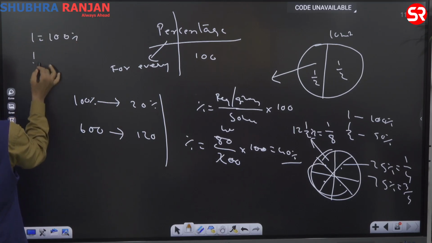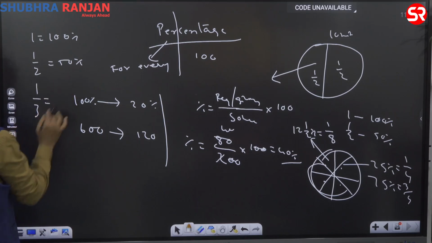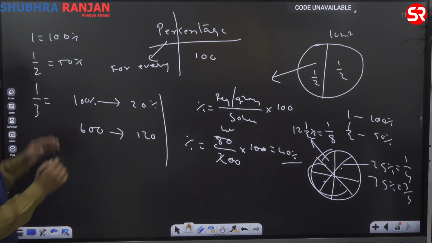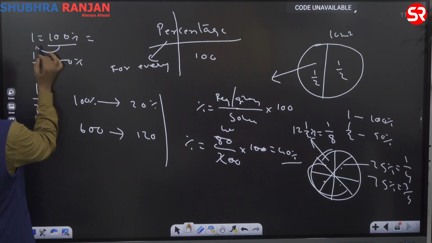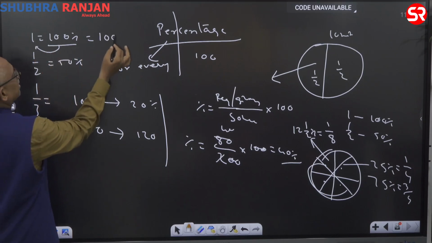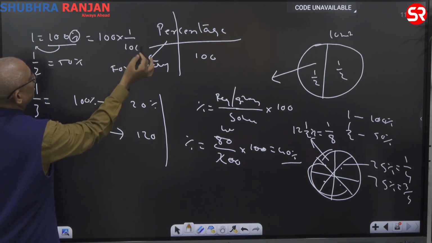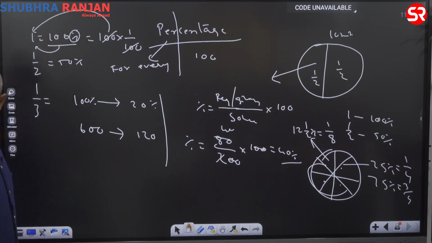1 by 2 means 50%. 1 by 3 means not 66. So to make it 100, see, simple example. How it becomes 1 means, listen carefully, 100. We know percentage means for every 100. That's why we will make it 1 by 100. So it's cancelled, we'll get 1. Got it, everyone? Same logic you apply.